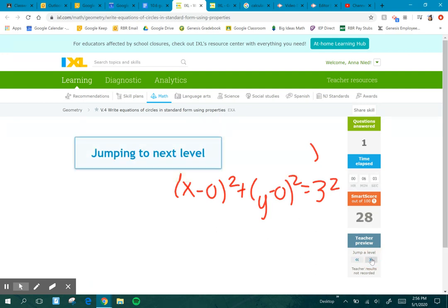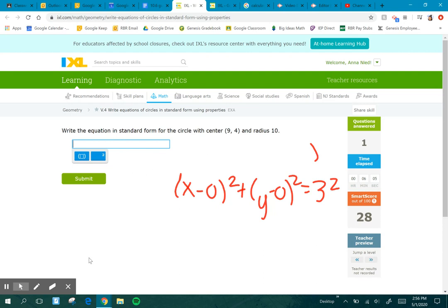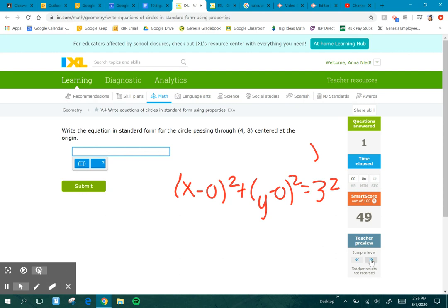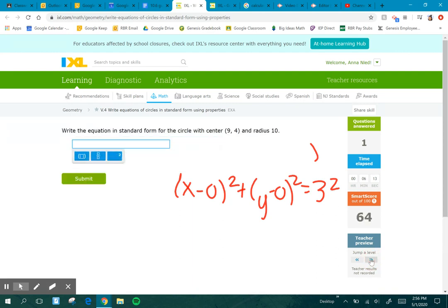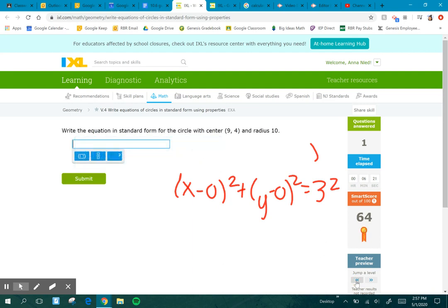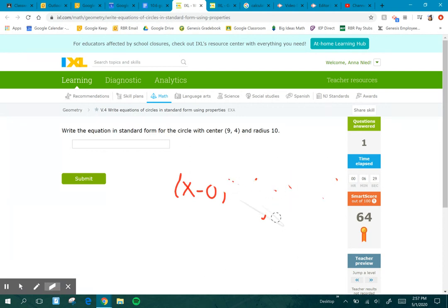All right, let's jump up a level. Okay, so let's actually jump up another level. Could be harder. Okay, let's do this one. So looking here, let's erase all this nonsense. They tell us the center is 9, 4, and my r is 10.